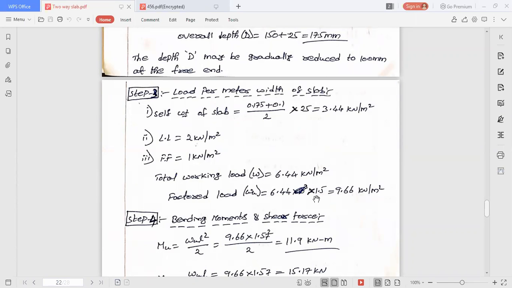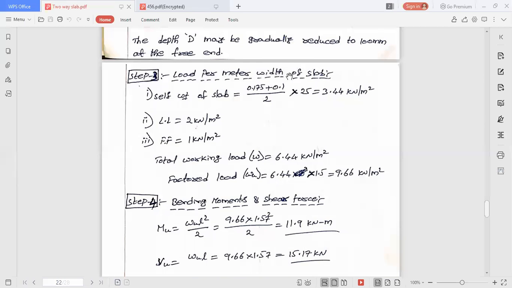Srinivas, take attendance. So the next step is loads per meter width of slab.